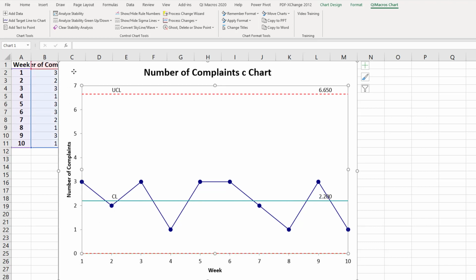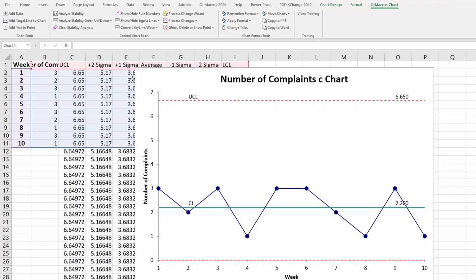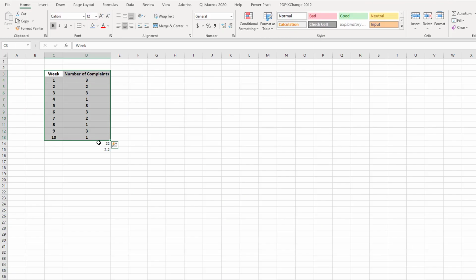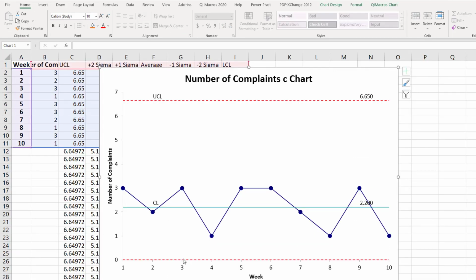So we have already calculated this 0 point. You can see this one, 2.2. We have already calculated that 2.2 is the central line. So you can see all the numbers, all the complaints, all the observations which we randomly received each week are inside the control limit.